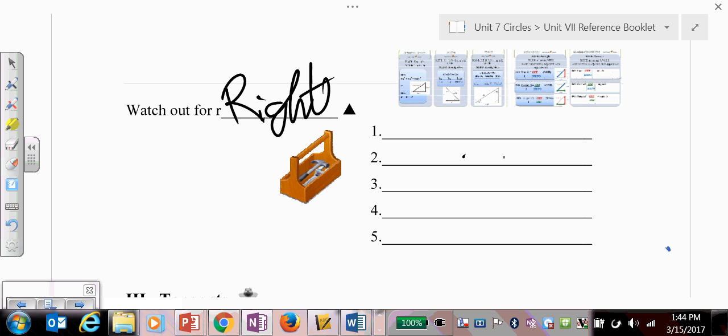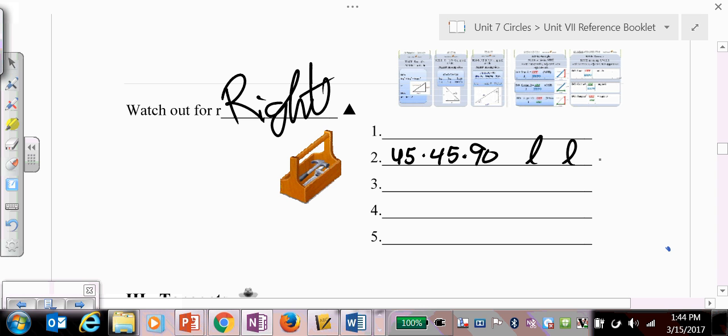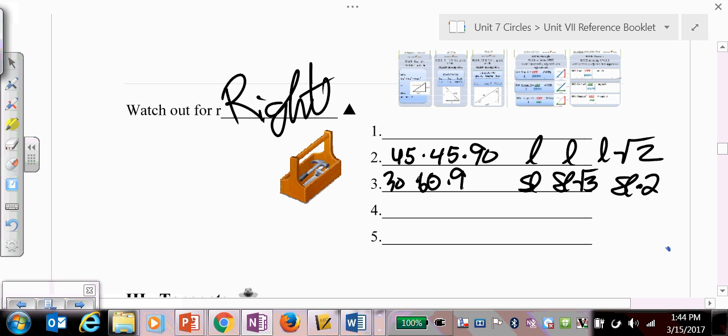We'll take it. There we go. Say it with me. 45, 90, leg, root 2. That one. Okay, give me another one. 60, 90, short leg, root 3, short leg times 2. Okay, that's 30, 60, and 90.